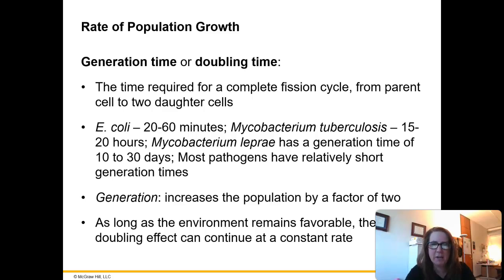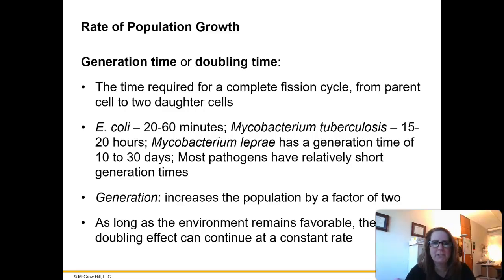So generation time is essentially the time it takes for that population to double. Okay, so we have some examples here that Escherichia coli in your colon or in your large intestine is going to be doubling every 20 to 60 minutes. So if you end up with 1, then after that time period, there's 2. That time period passes again, there's 4, 8, 16, 32, 64, and so on.